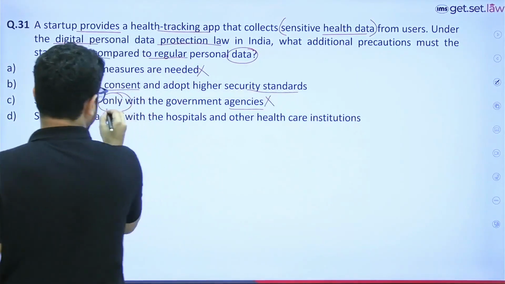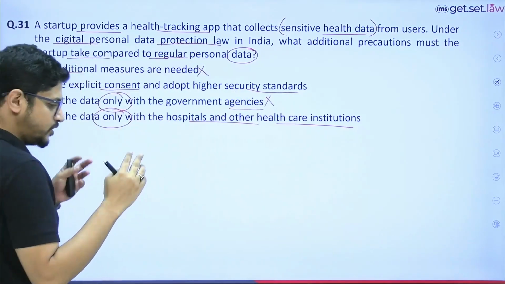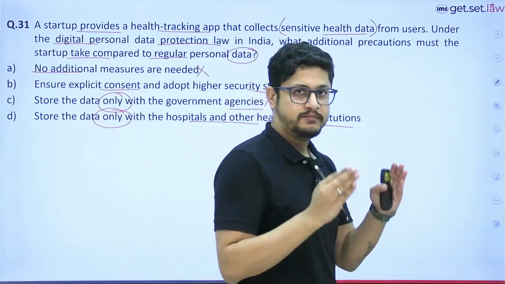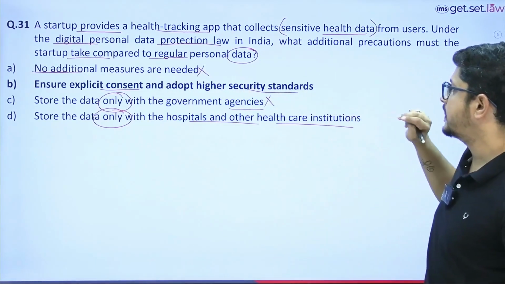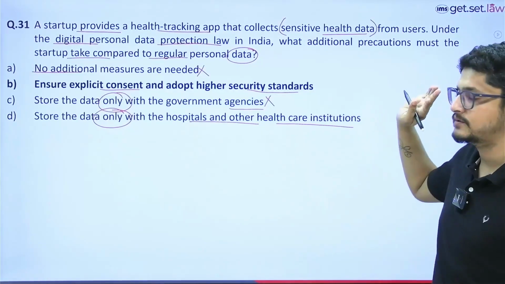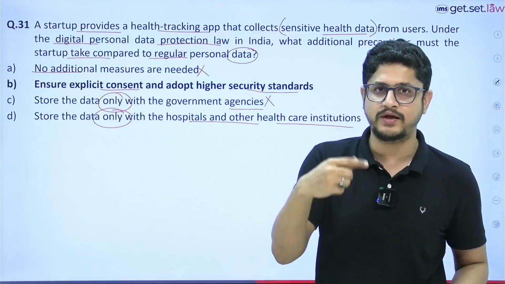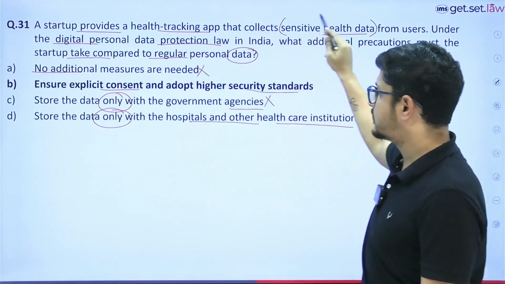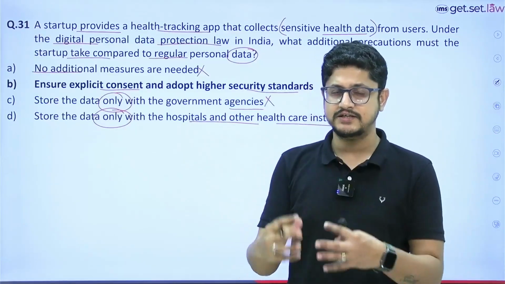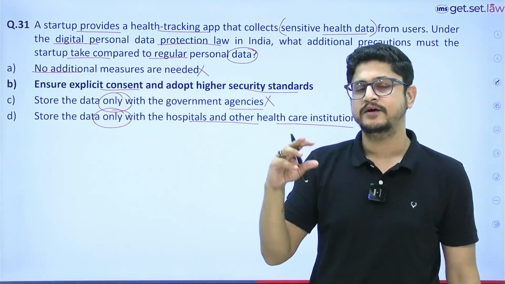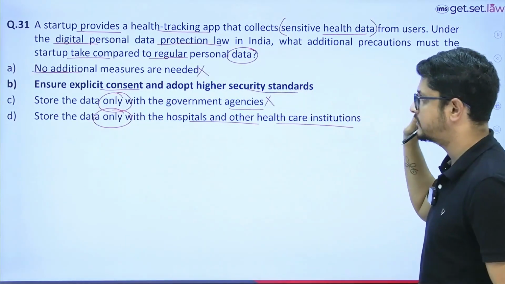Store the data only with hospitals and other healthcare institutions is very limiting, because you definitely need to store it, but you need to do it with the consent of the person and by adopting a high security standard. That's why B becomes the option, because you need to preserve the data and take consent whenever you are sharing. So even though you are collecting all that data, consensual access is given to them, that is, if they want erasure and everything, that's why higher security standards need to be followed.